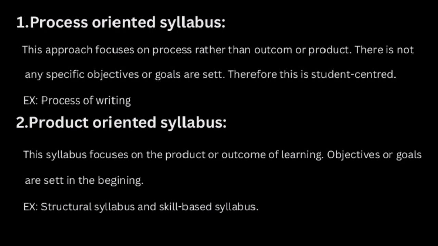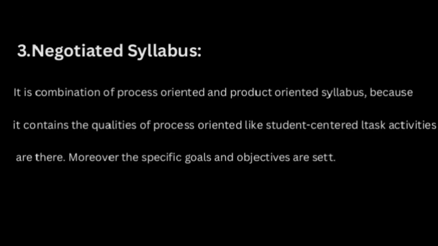Now we have the third type, that is negotiated syllabus. Basically negotiate means we take some part from one syllabus and another part from another syllabus. So this is the combination of both types of approaches. That's why we call it negotiated syllabus. Here a few elements are taken from process oriented and a few elements are taken from product oriented.